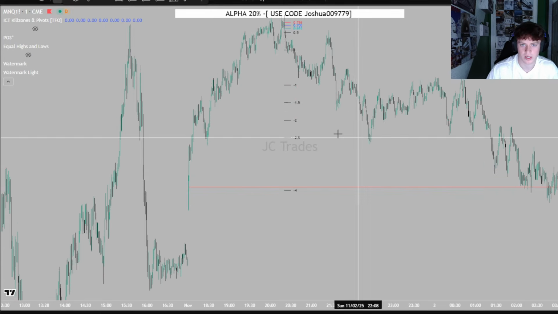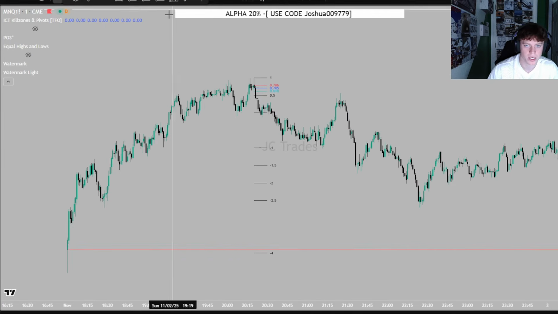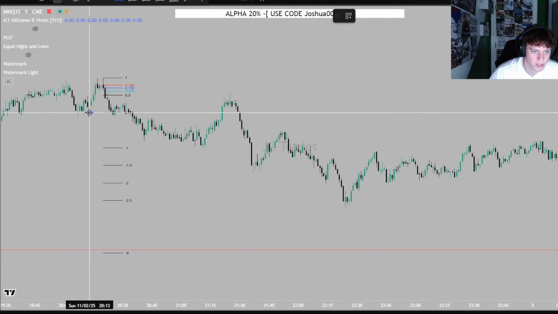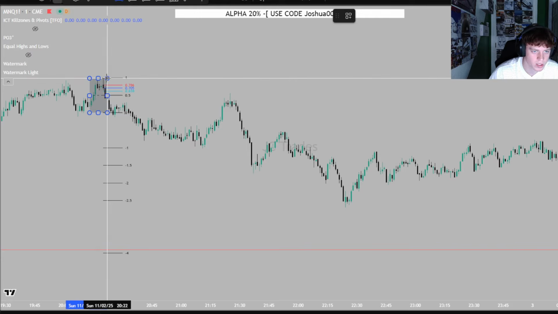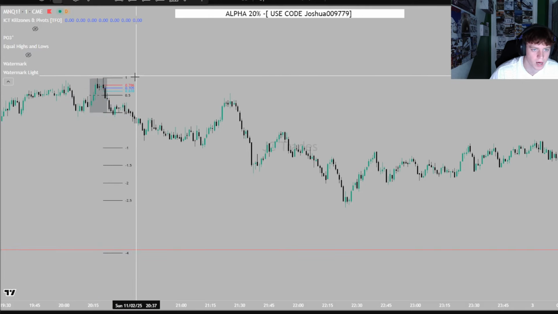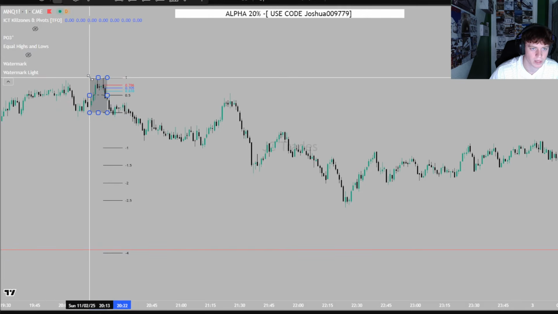We are measuring, what is this? The manipulation leg. I'm going to draw it out in a box. This move up takes out liquidity right here. We make this move down, and then we come down, make a low right here, and then we make this move up, which is our manipulation leg.